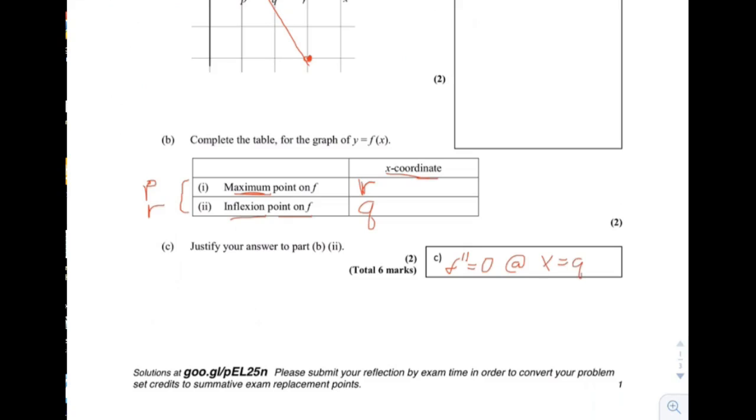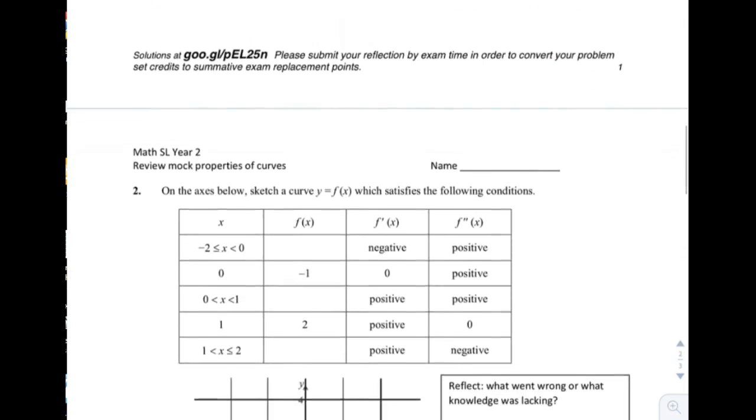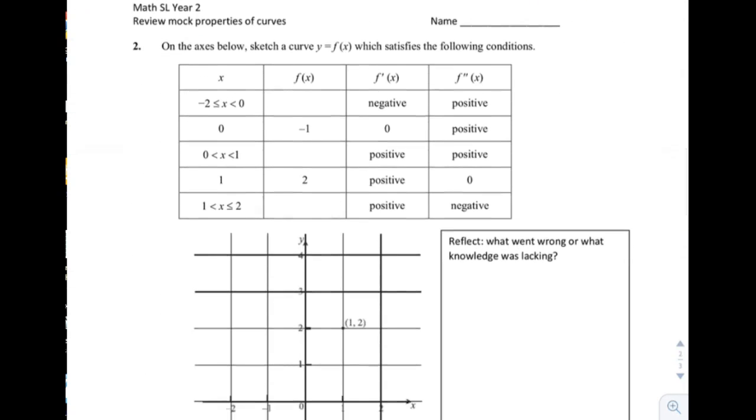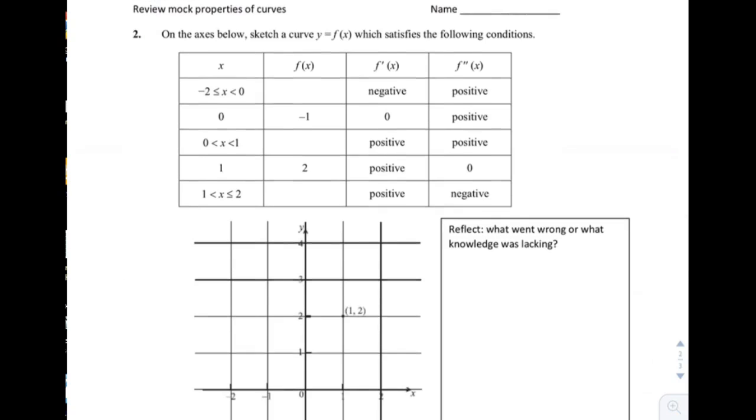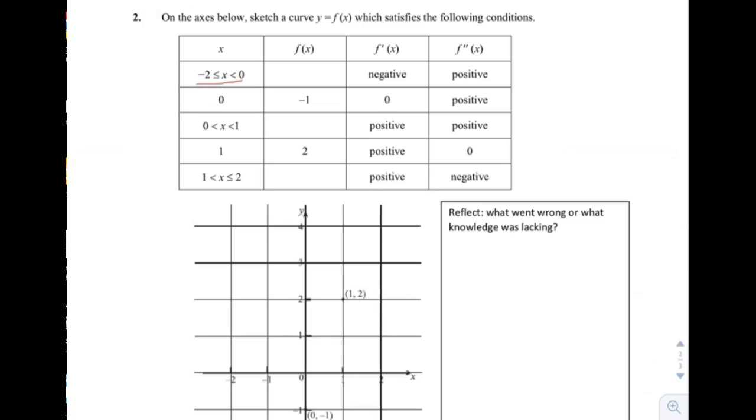So that's how we know that it's an inflection point. All right. Number 2. On the axes below, sketch a curve, y equals f of x, which satisfies the following conditions. Okay, so from -2 to 0, which is this region here, f dashed is negative and f dash dashed is positive. So it's concave up, but the slope is negative.